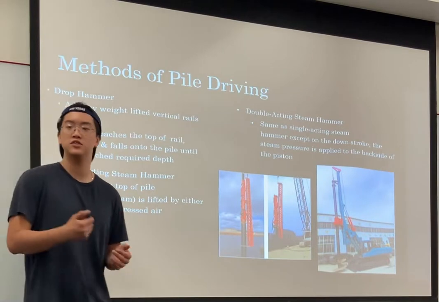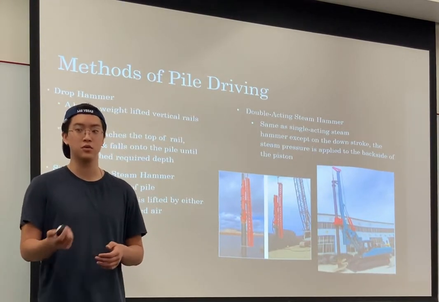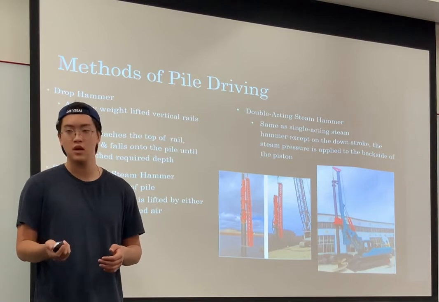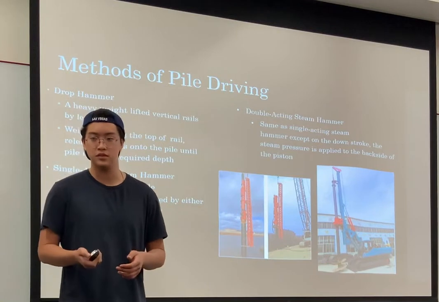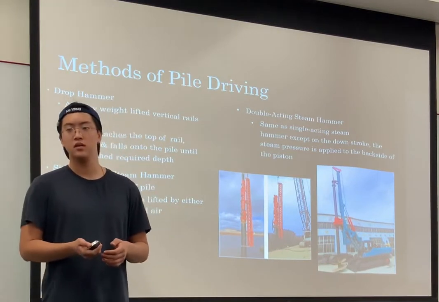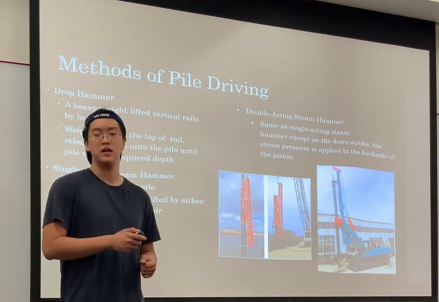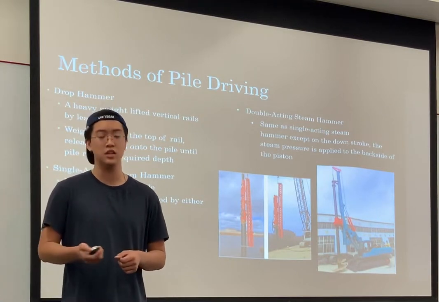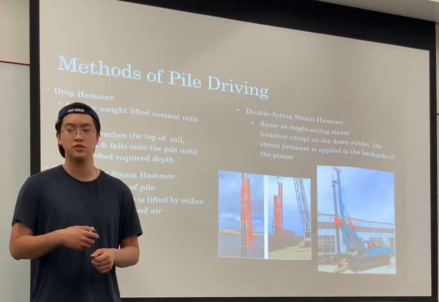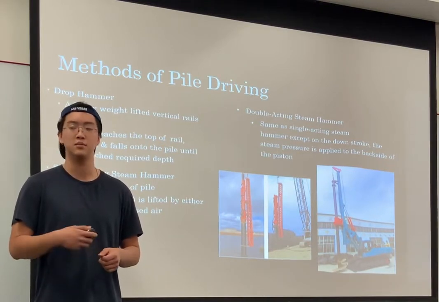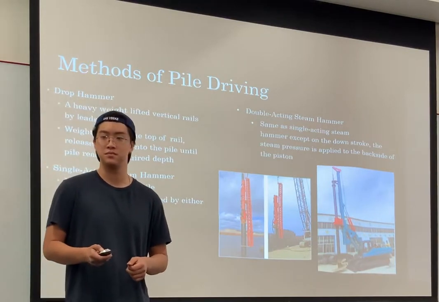And now some methods of pile driving would be a drop hammer. A drop hammer uses a heavy weight lifted by vertical rails, or leads. The weight reaches the top of the rail and then is released and falls onto the pile until the pile reaches the required depth. There's also a single acting steam hammer, which is mounted on the top of a pile, and the hammer or ram is lifted by either steam or compressed air. And there's also a double acting steam hammer, which is virtually the same as a single acting steam hammer, except on the downstroke, the steam pressure is applied to the backside of the piston.